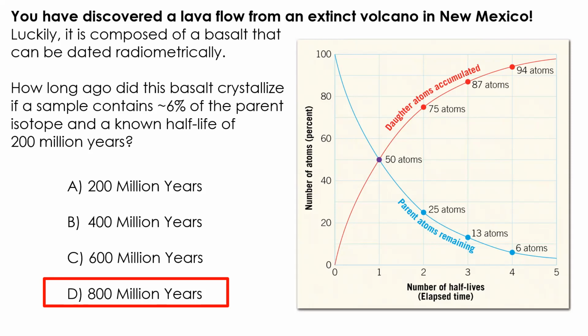So if this question asked, we have 25% of the parent isotope left, what would that be? 400 million years. Very good, exactly right. You guys are getting it. So does that make a lot more sense? Yeah, thank you. Yes. Okay, perfect.